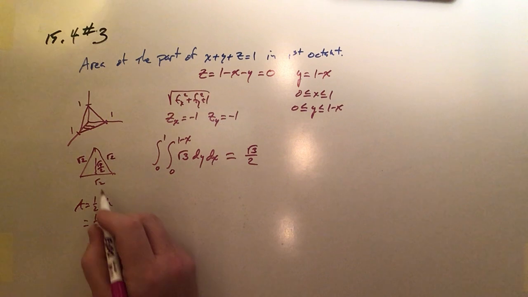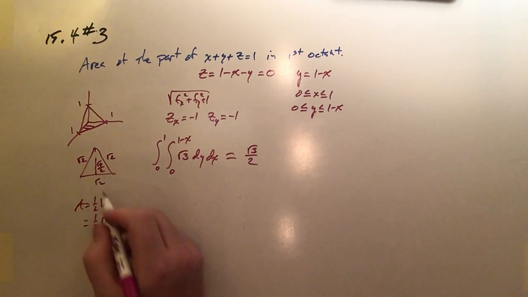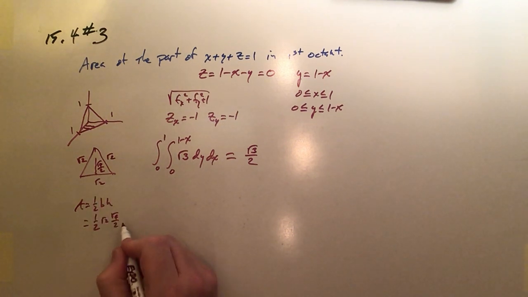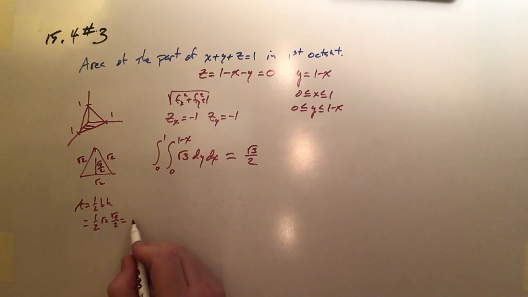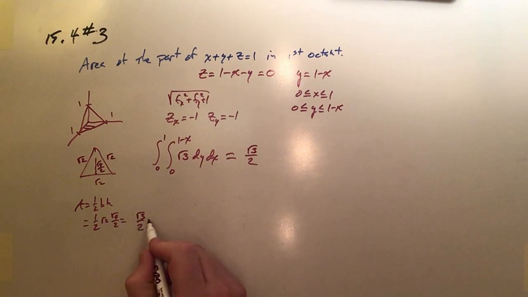So now we can traditionally calculate the area as 1/2 base times height. That's 1/2, the base is radical 2, the height is radical 6 over 2, so that's radical 12 over 4, or 2 radical 3 over 4, or radical 3 over 2. So there it is.